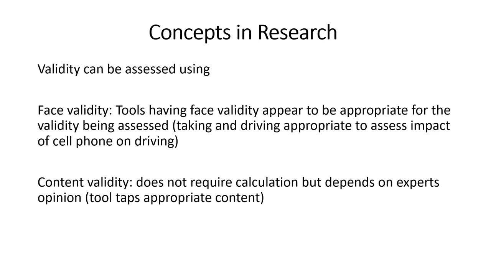I will very briefly define these 4 types of validity. The first kind of validity is called face validity. In face validity, tests which appear to measure something also intuitively seem to be measuring the same thing. What do I mean? Tools having face validity appear to be appropriate for the variable being assessed. For example, driving and talking on the cell phone is an appropriate measure to assess the impact of cell phones on driving. Because if I put people in a driving simulator and give them a phone to talk on while driving, on the face of it, it seems a good way to measure how cell phones affect driving. So, this is face validity.